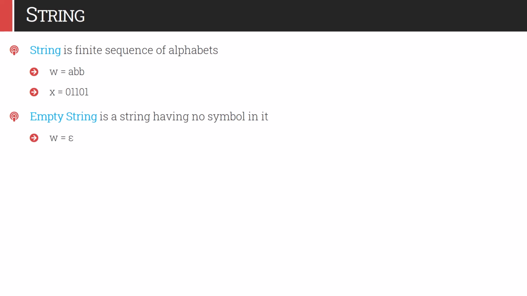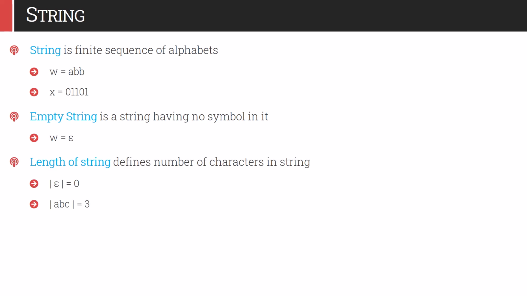The empty string is a special string in which there is no symbol involved. For example, W equals epsilon, and epsilon indicates a null symbol, or a blank. There is no actual symbol present. That's called the empty string. The length of a string defines the number of characters present in that string, and it is represented by mod of the string. That is, mod of epsilon is 0 because no character is present. Mod of the string ABC is 3 because there are 3 symbols. That defines the length of strings.